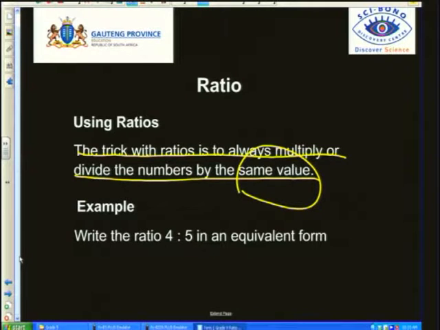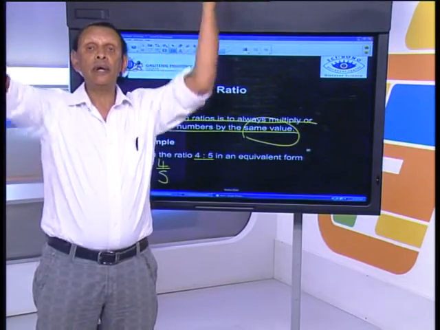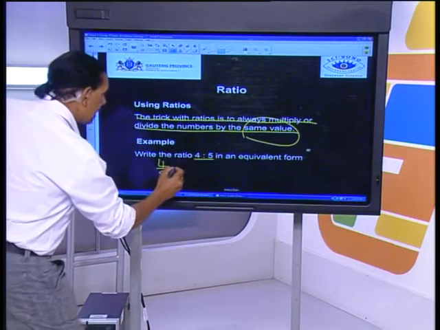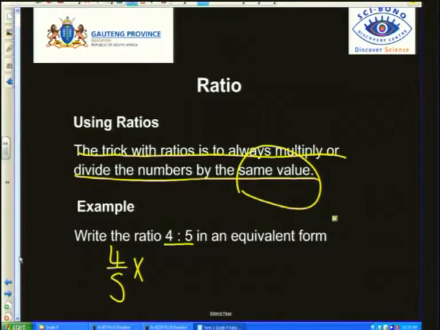Now here's an example. You must write the ratio 4:5 in an equivalent form. Right, in an equivalent form. So what you can do is first write it as a fraction, remember? And now I can make it either bigger or smaller. In this case, let's say I want to make it bigger, let's say 3 times. So it is times 3/3. Right, is that clear, guys? So therefore, it will be 3 times 4, which is 12, and 5 times 3 is 15.